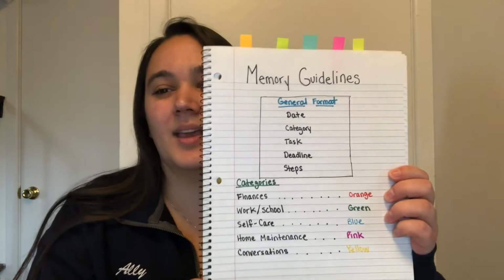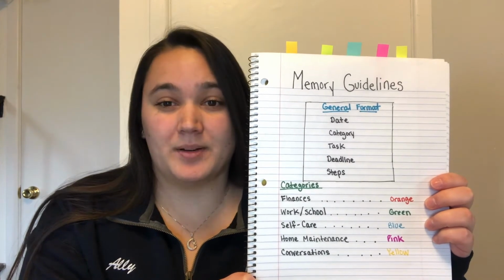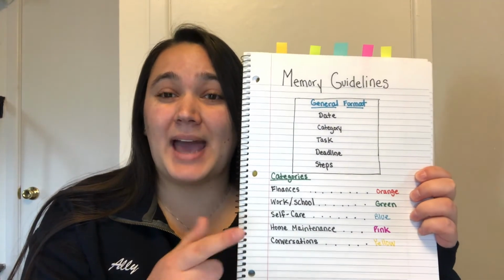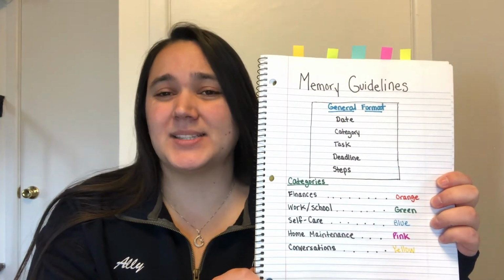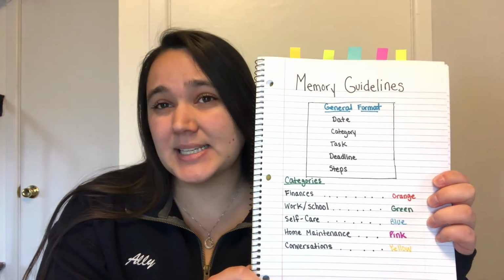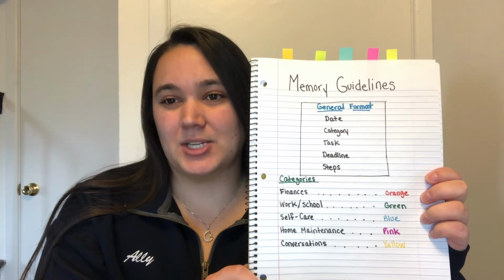This format will include 5 components, which are the date, category, task, deadline if applicable, and steps. This is what the finished memory guidelines page looks like. This page will help to guide you when recording information in the notebook. This page also will include categories for tasks that will be used throughout your notebook. Some of the categories are finances, work, school, self-care, home maintenance, and conversations.